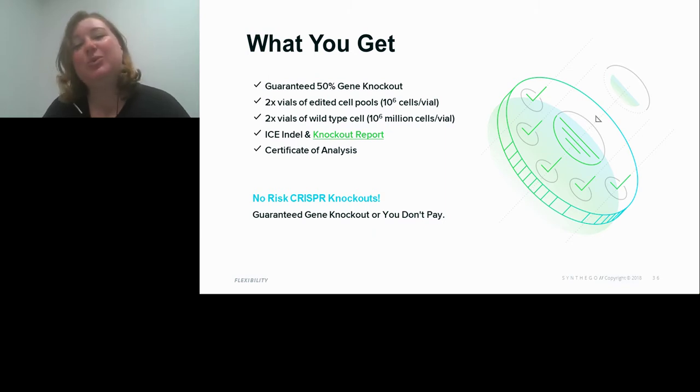In addition, we also have a viability guarantee. So this means if we conduct your knockout and, due to the biology of the gene that we've knocked out, it's integral to cell survival, and we see a reduction in the knockout efficiency due to that and it goes under 50%, we will also refund your money. So we're really trying to provide no risk CRISPR knockouts.